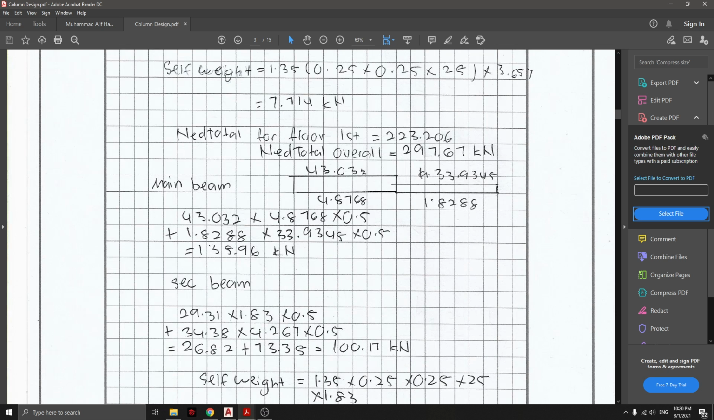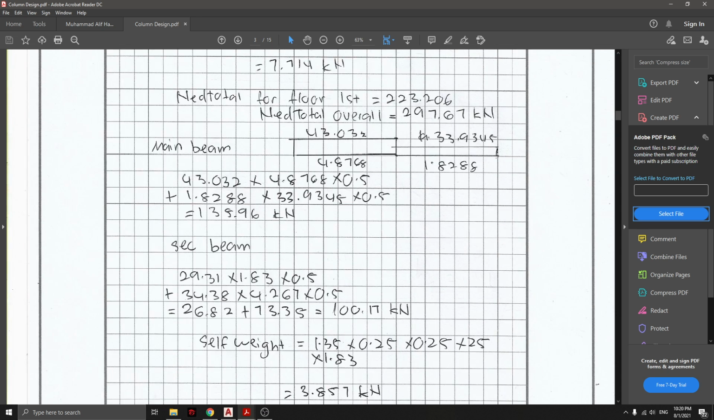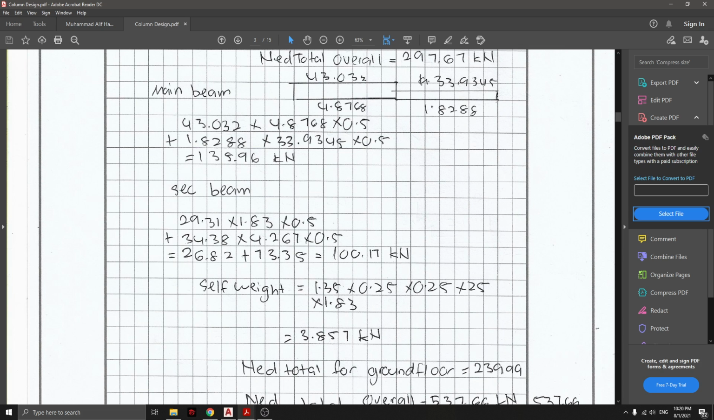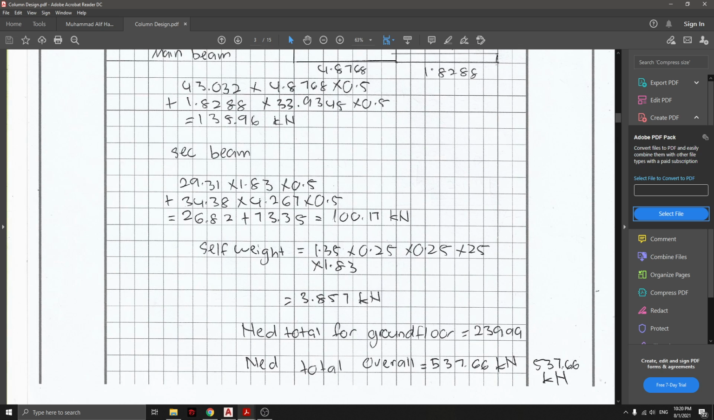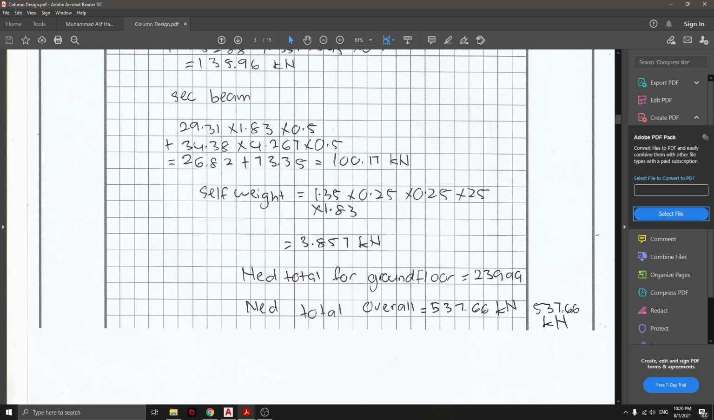Then we find for ground. For ground main beam I get 135.96 kilonewton. Secondary beam I got 100.17 kilonewton. Self weight 3.857. Total up all I got 239.99. Then NED total overall is 537.66 kilonewton.